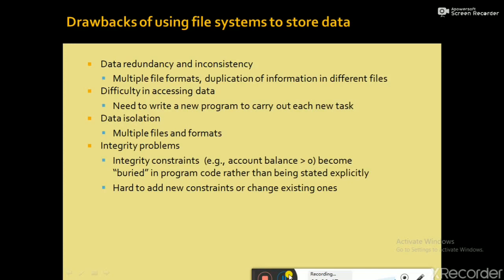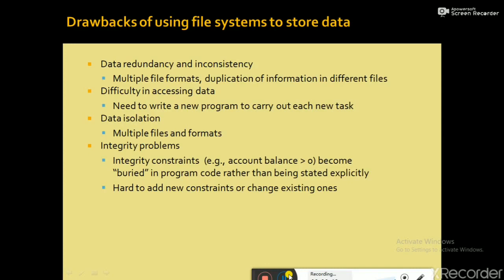and now we are going to discuss all these drawbacks. The first drawback of file processing system is data redundancy and data inconsistency. So data redundancy means repetition of information or repetition of data in multiple places, meaning multiple files. That means if the same piece of information is repeated in multiple files, then it leads to data redundancy.